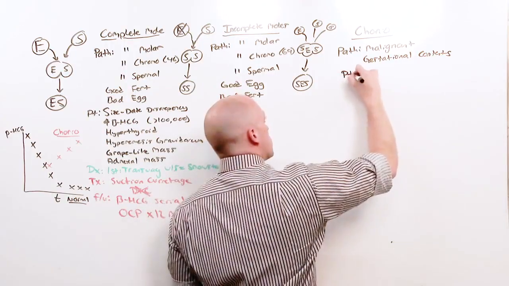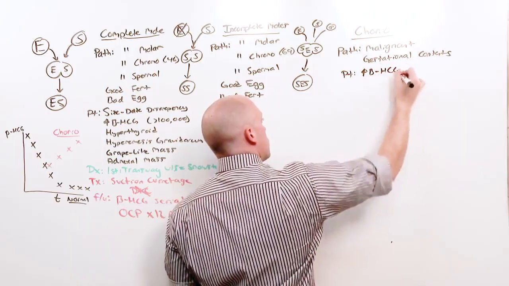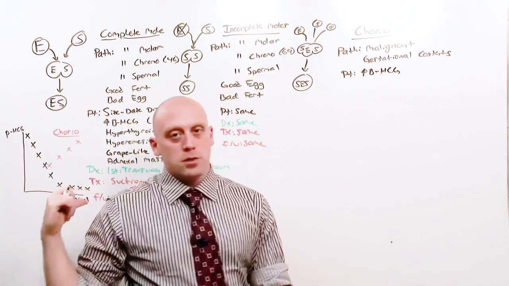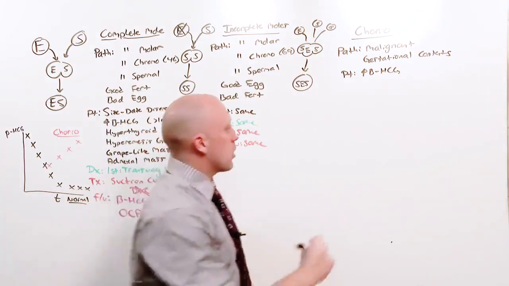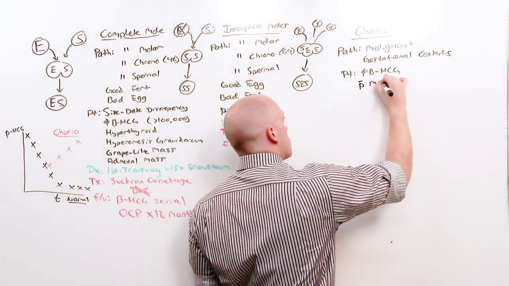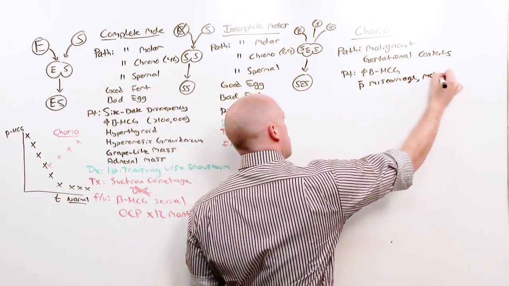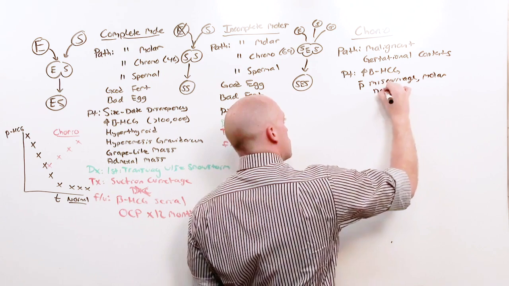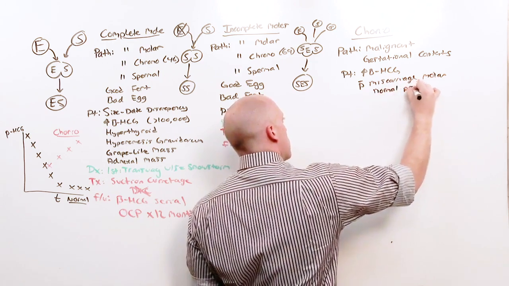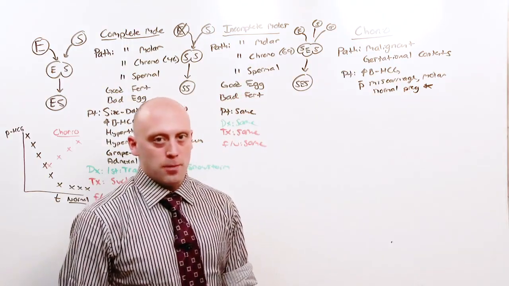The patient is going to present with symptoms of elevated beta HCG. So it's going to be very similar to molar pregnancies, and it can occur after a miscarriage, a molar pregnancy, or a normal pregnancy. And those that occur after normal pregnancies have the worst prognosis simply because that's not supposed to happen.